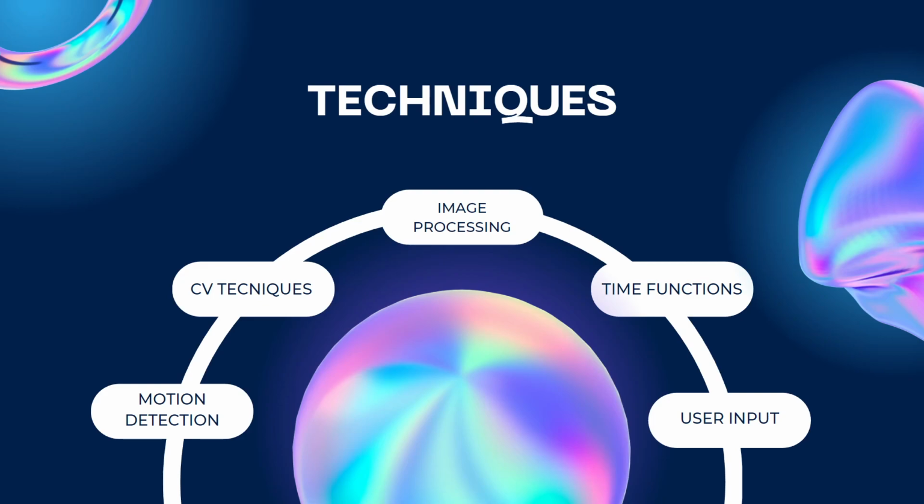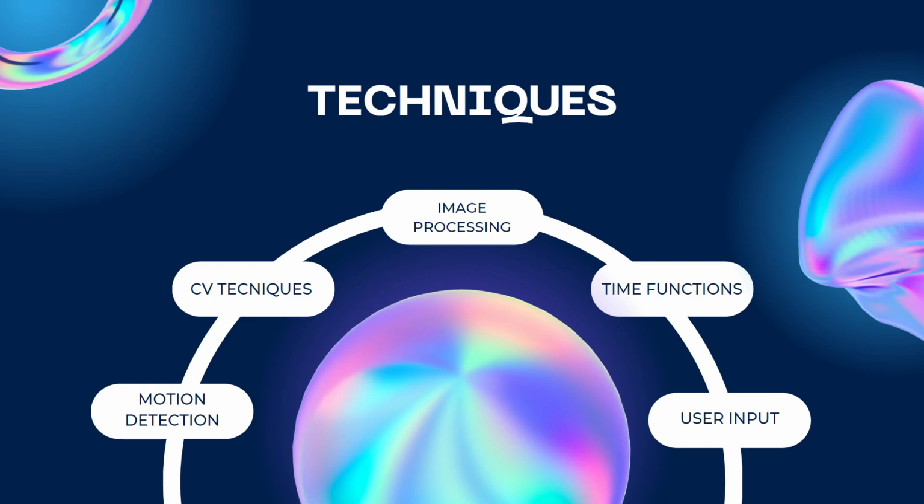Next, image processing. The frames captured by the webcam are resized using the resize function of OpenCV to reduce the processing time. Additionally, frames are converted to grayscale using cvtColor. Next, time functions. The code uses time functions to track the elapsed time and update the game timer, and also to control the timing of the color change of the circle.